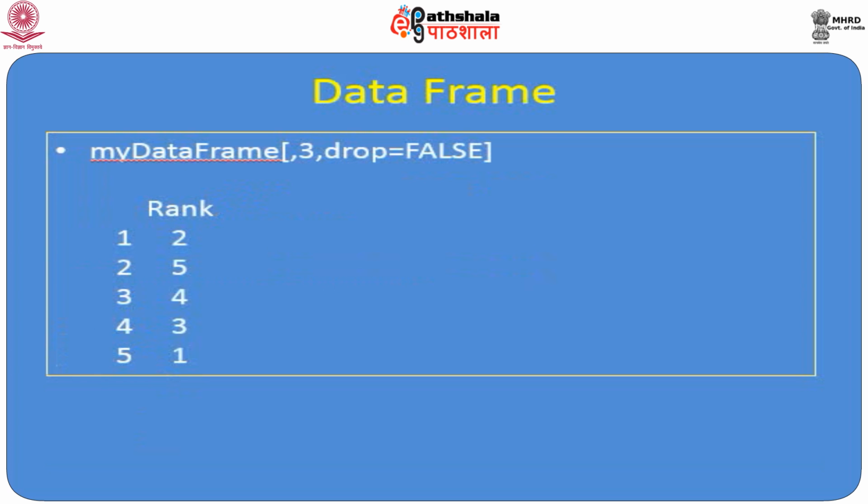The similar kind of output can be obtained by specifying the column number as well instead of specifying the column name, and the output will look like this. So, both of these are basically the same. The objective is to extract a column or a row out of the data frame. So, this is how it acts.